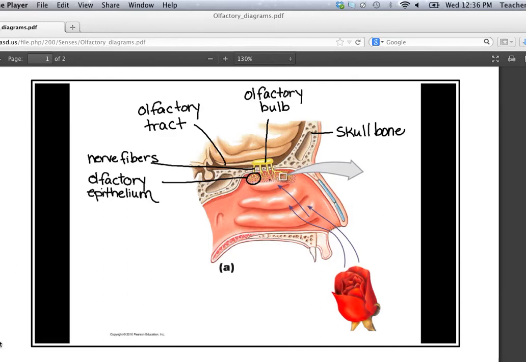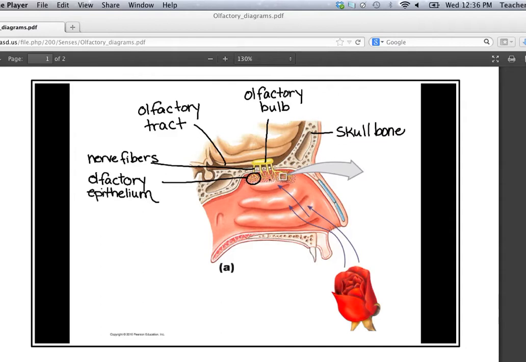Next section, we're actually going to start on our specialized senses. And the first one we're going to do is olfaction. So if you take a look at the diagram you have in your notes, I have it actually labeled here. This is a sagittal section of the head.